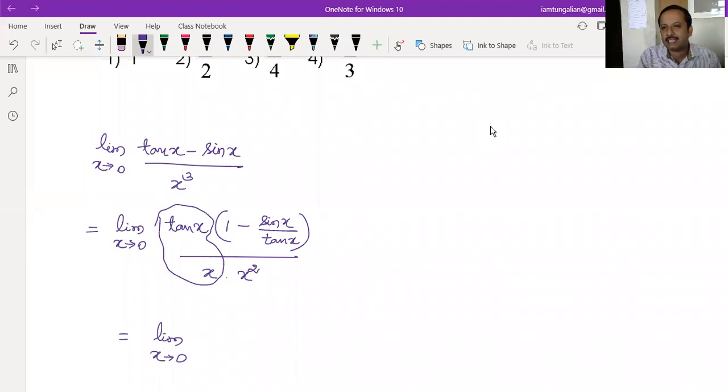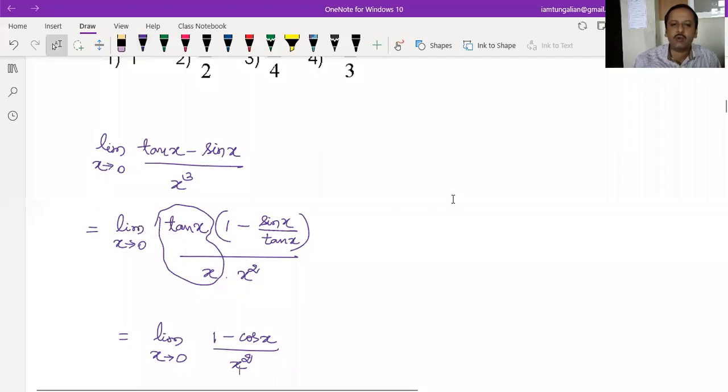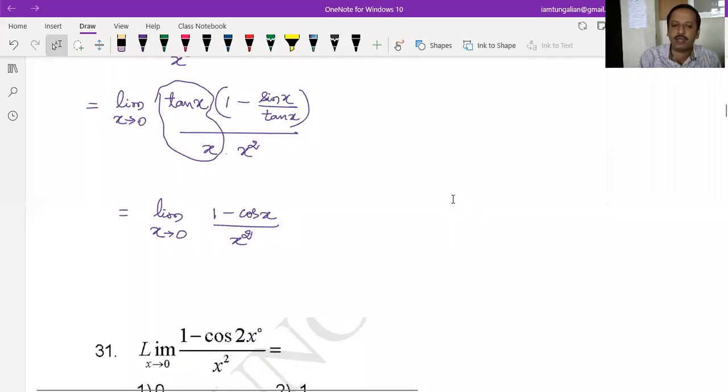Observe here, sin x by tan x. In the denominator, there is tan x. Tan x can be written as sin x by cos x. Then sin gets cancelled. 1 by cos x, that cos x will go up. So this will become 1 minus cos x divided by x square. Limit extends to 0, 1 minus cos x by x square, whose value is equal to 1 by 2.